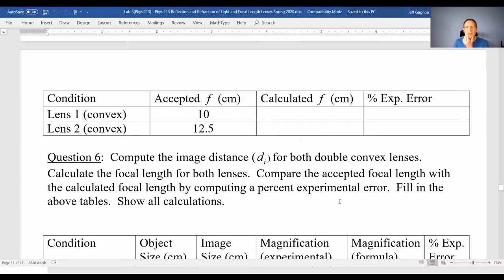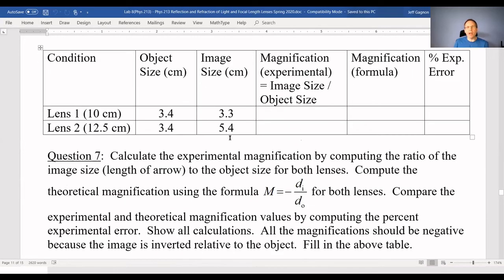Then we wanted to look at the magnification. So I measured, and you'll see this in the video, the size of the object, that arrow, with a ruler, and I got around 3.4 centimeters for both of them, because that doesn't change. Then on the screen, when the screen was focused, I measured the size of the image, and I got 3.3 centimeters for the 10 centimeter converging lens, and 5.4 centimeters for the 12.5 centimeter converging lens.